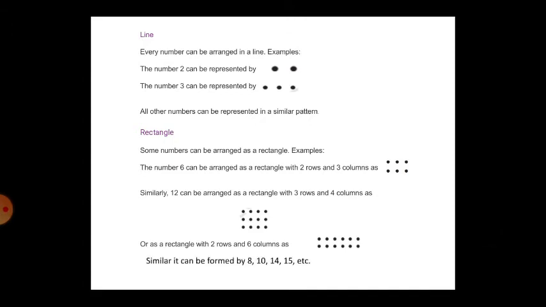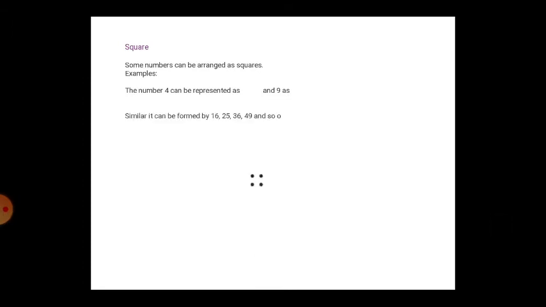Similarly, it can be formed by 8, 10, 14, 15, etc. Square: some numbers can be arranged as a square. Not all numbers, but some numbers can be arranged in a square. The number 4 can be represented like this: 1, 2, 3, 4. This looks like a square, right?